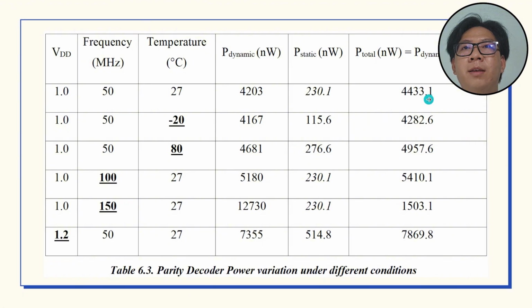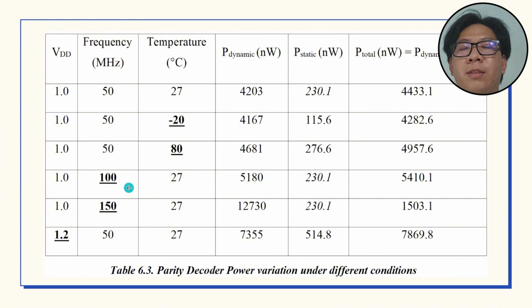At 1 volt, 50 megahertz, 27 degrees Celsius, we have the dynamic power at 4203 nanowatts and the static power at 230.1 nanowatts, which gives us the total power at 4433.1 nanowatts. As we can see, when the temperature decreases, the total power also decreases. But when the temperature rises to 80 degrees Celsius, the total power also goes up.